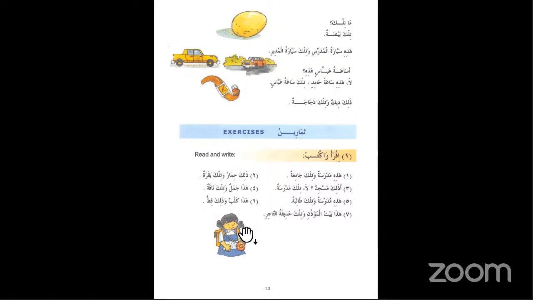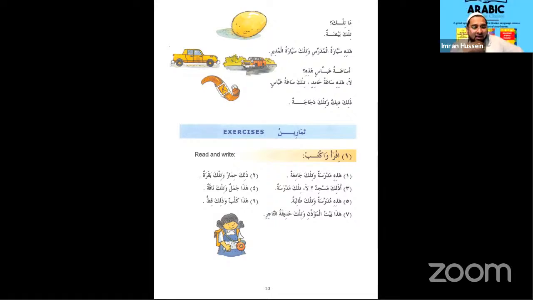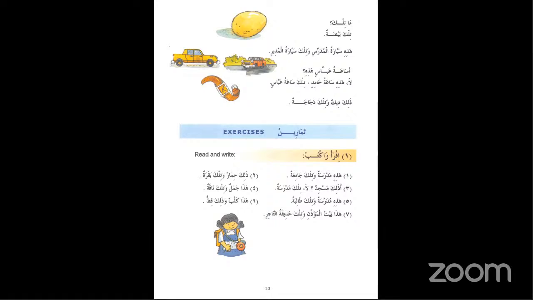Dhalika himarun wa tilka baqaratun. This is a donkey and that is a cow. No, that is a donkey and that female thing is a cow. Female thing. Sorry, what I meant to say is that it is for a feminine. Yeah.